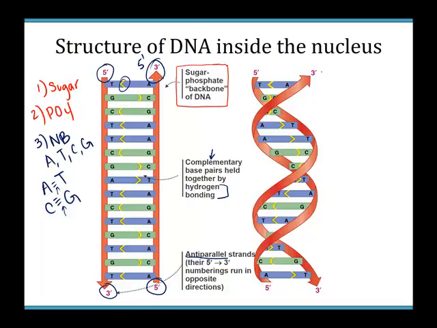And DNA, remember, it twists around itself, so it exists as this double helix. Double because there's 2 sugar-phosphate backbones.